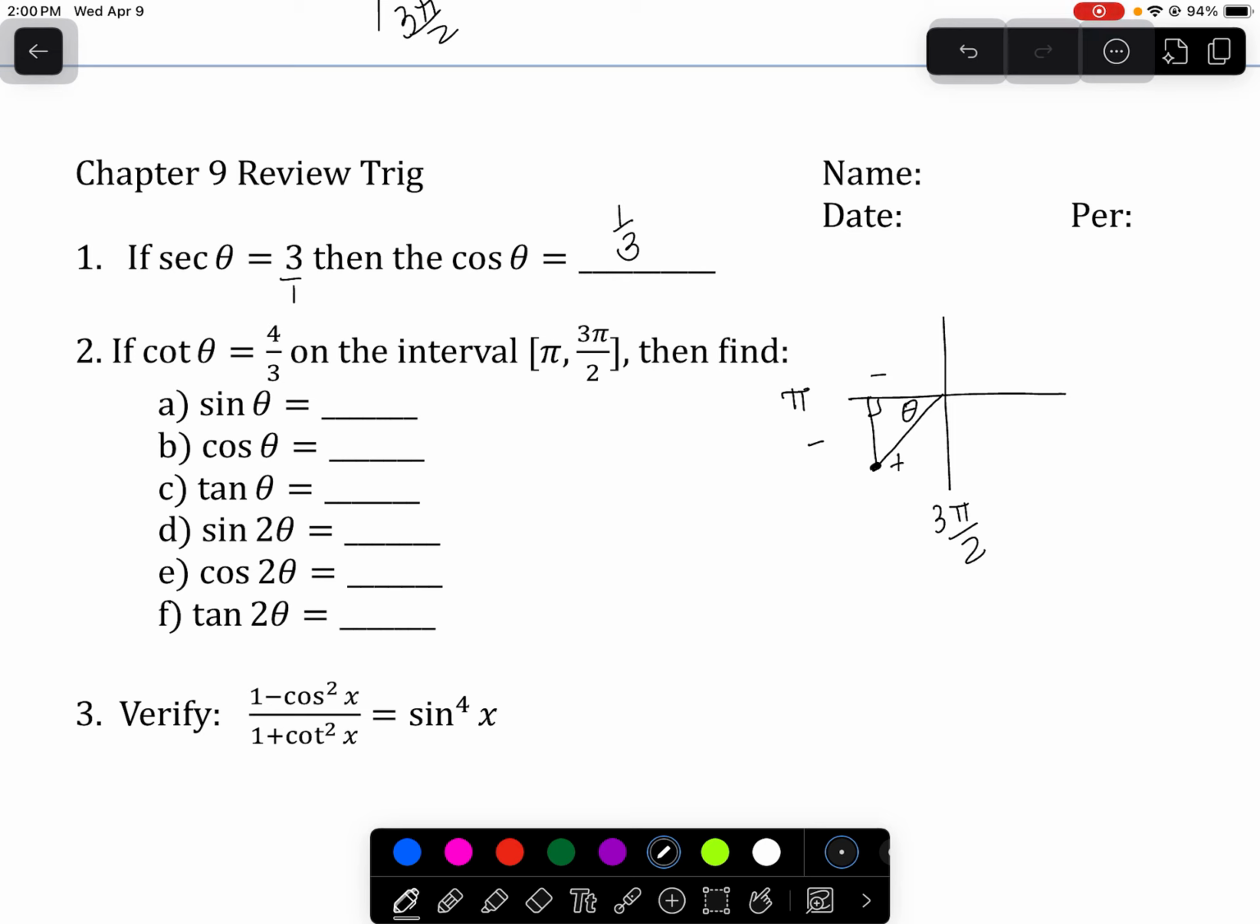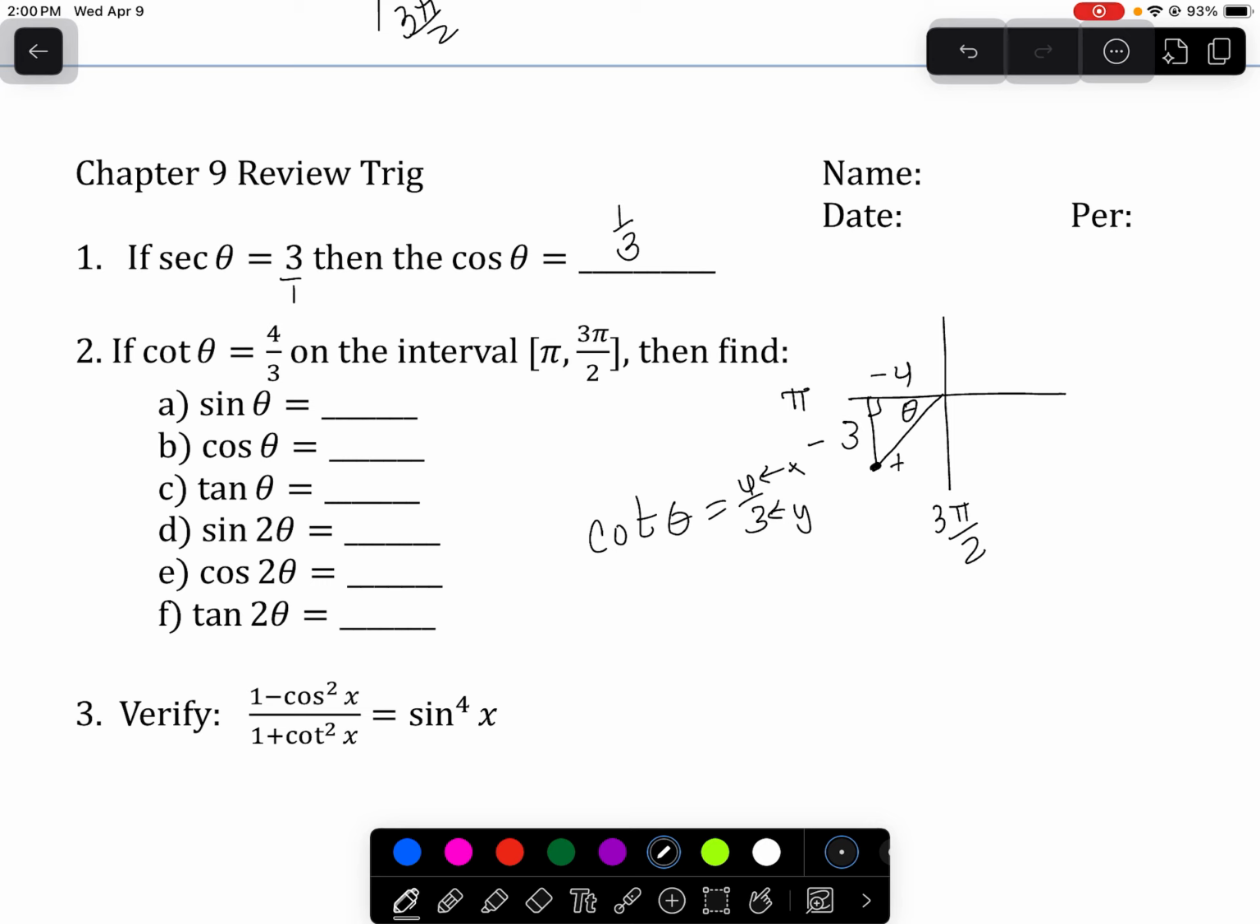Now, cotangent, when we build a triangle, is the flip of opposite over adjacent. It's going to be adjacent over opposite. So this will be our adjacent, which is our x. This will be our y. So put those in.